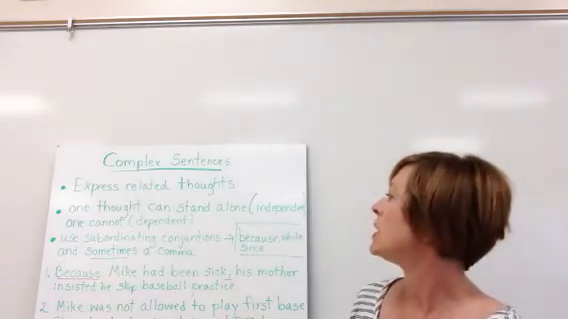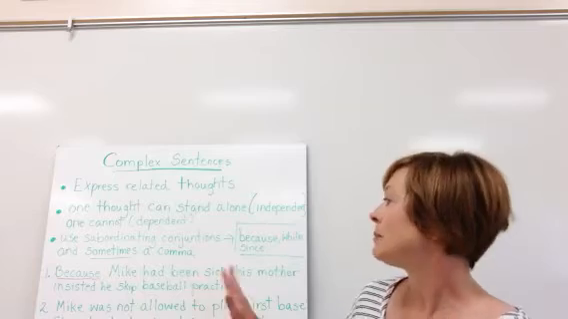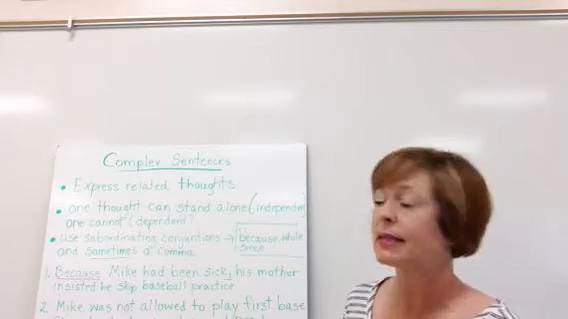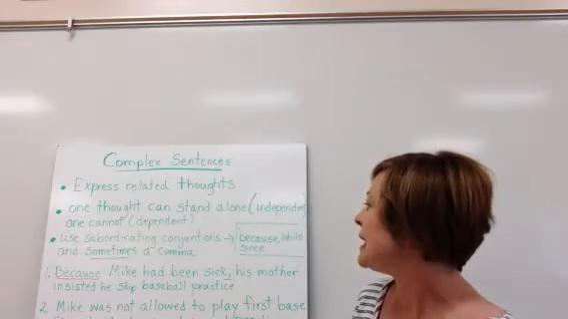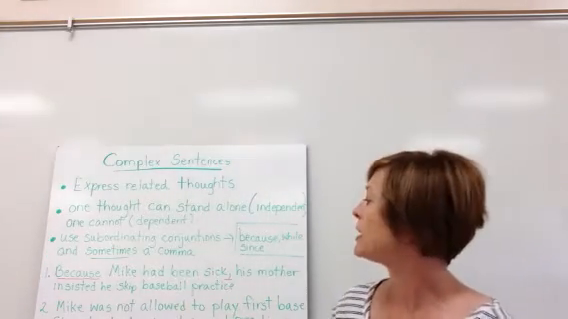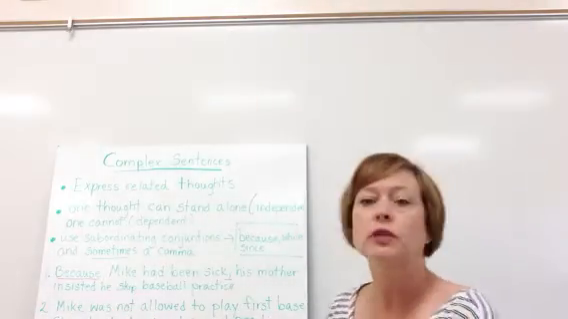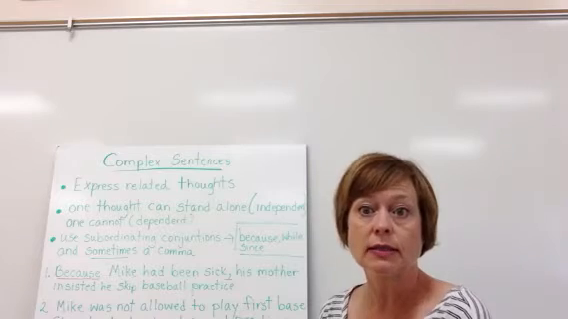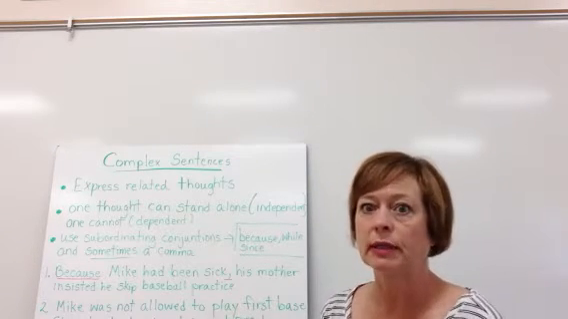of the sentence. All right, second sentence, you're going to notice our dependent clause comes last, so I'm not going to use a comma this time. Mike was not allowed to play first base since he had missed several practices. All right, let's look at the first part before we get to our subordinating conjunction. Mike was not allowed to play first base. Independent clause, how do I know? It makes sense on its own. I don't need any more explanation about that.